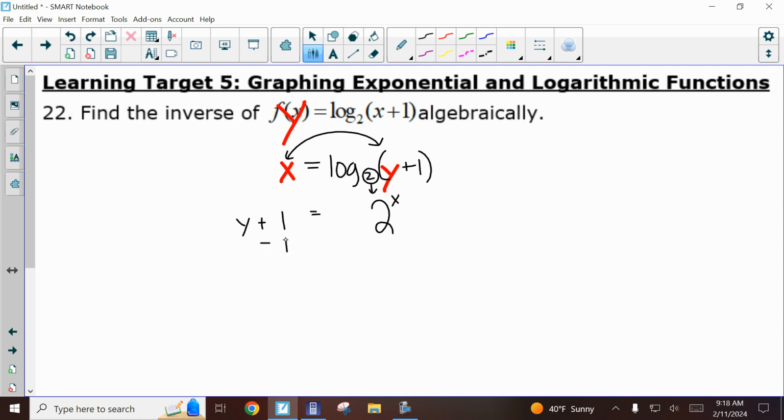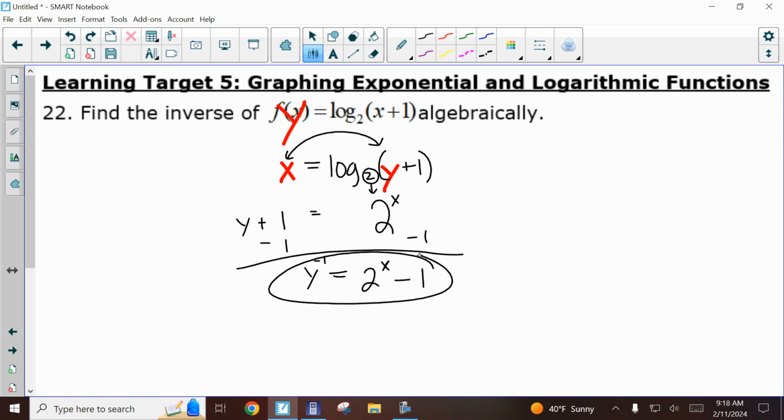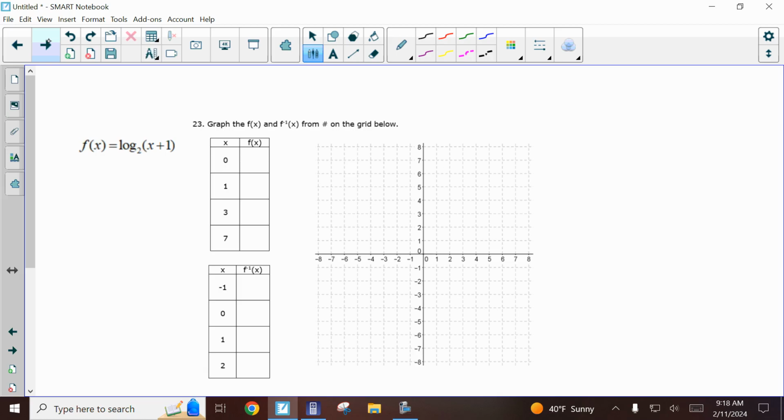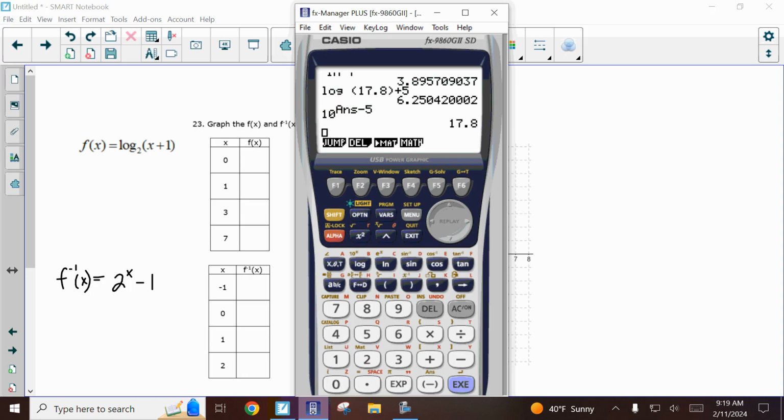So then we subtract 1, so we get y equals 2 to the x minus 1. And that's our inverse. Now they want us to use that on the next question. So 2 to the x minus 1 for our inverse, we'll call that f inverse of x. They want us to graph both of them and make a table. So I'll go ahead and do that in the calculator.